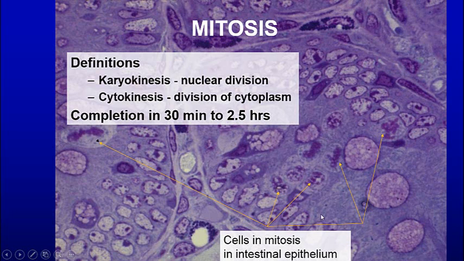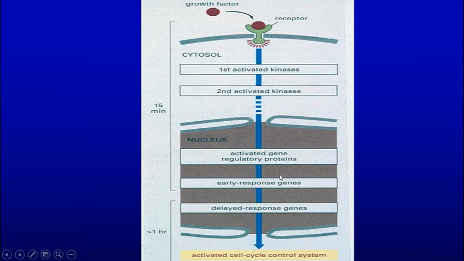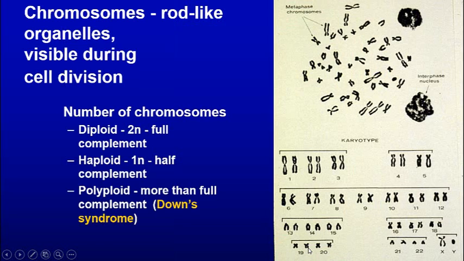Karyokinesis is the separation of the nucleus. Cytokinesis is where you have separation of the cells, as you see here, to produce two daughter cells. Whenever a cell gets activated for the cell cycle, a growth factor interacts with a receptor, and a second messenger inside activates different kinases in the cytoplasm, and then it goes into the nucleus. It activates the genes that regulate proteins, early response genes and delayed response genes. Ultimately, you get activation of the cell to divide.